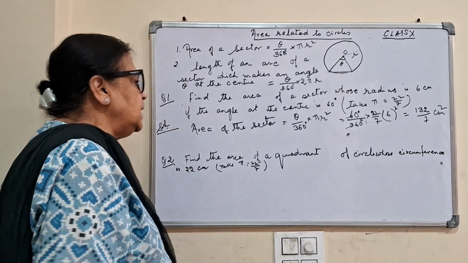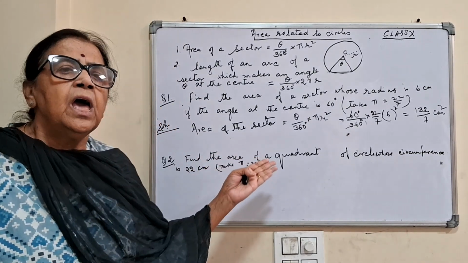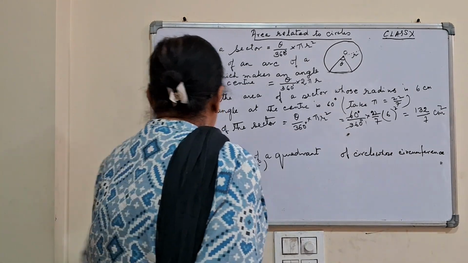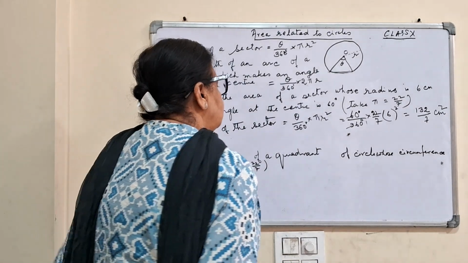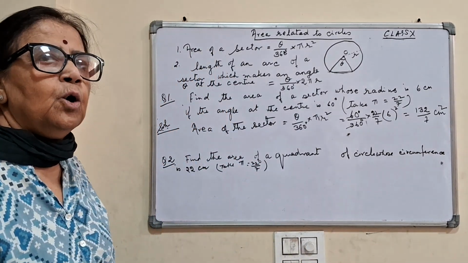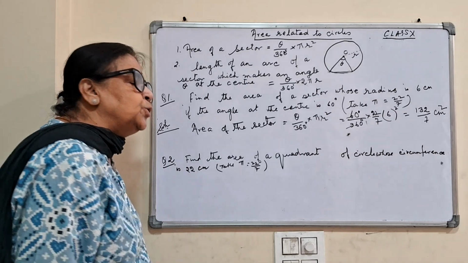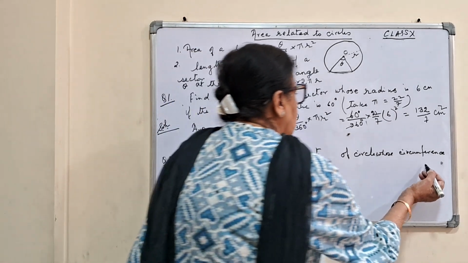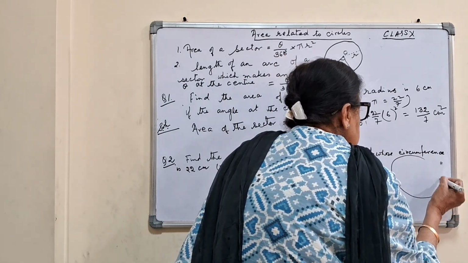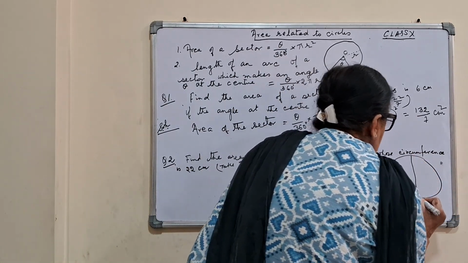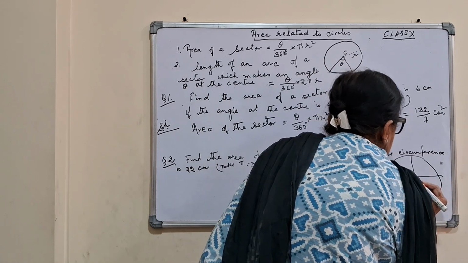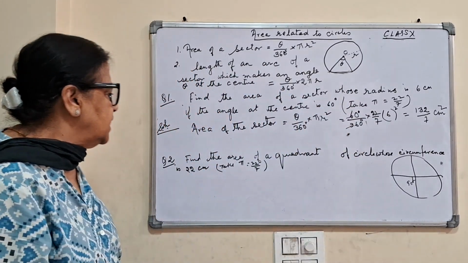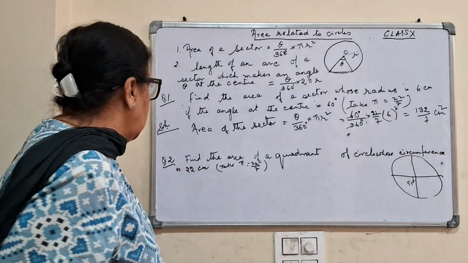Okay. Now question number 2. I think all of you have followed. I have just used the formula. Question number 2 says, find the area of a quadrant of a circle whose circumference is 22 centimeter. Quadrant means 1/4 of the circle. Angle is 90 degree.